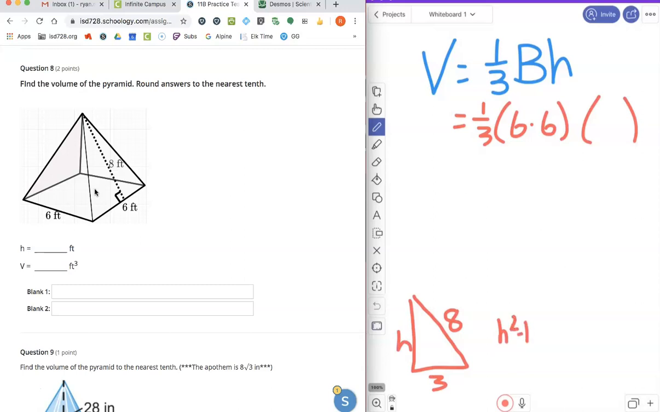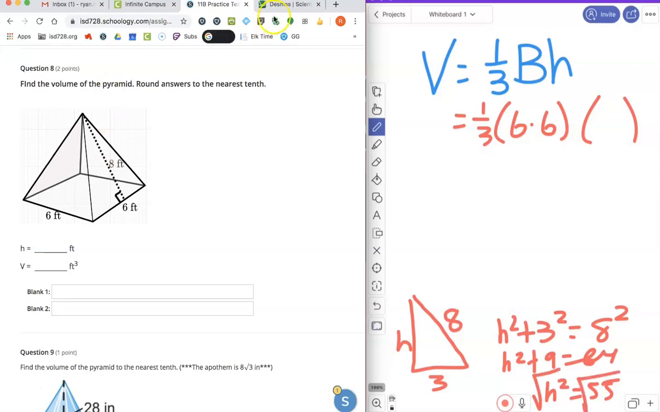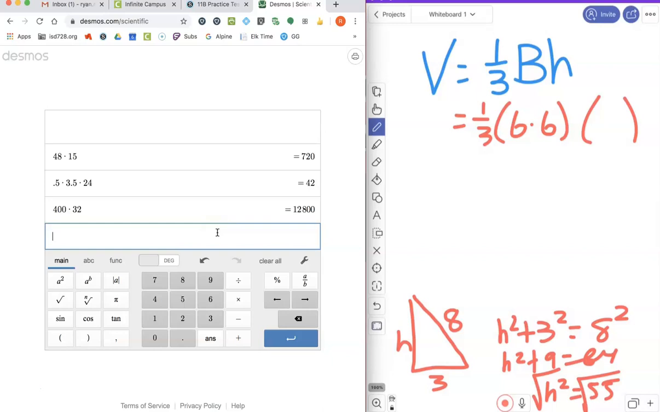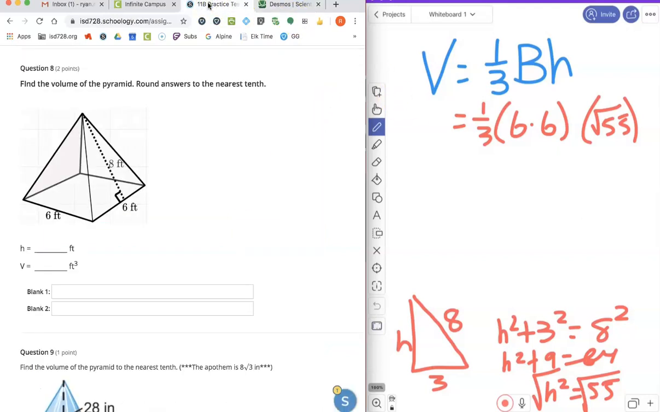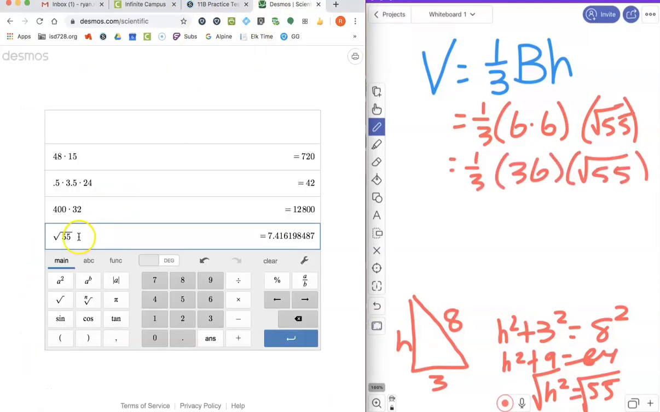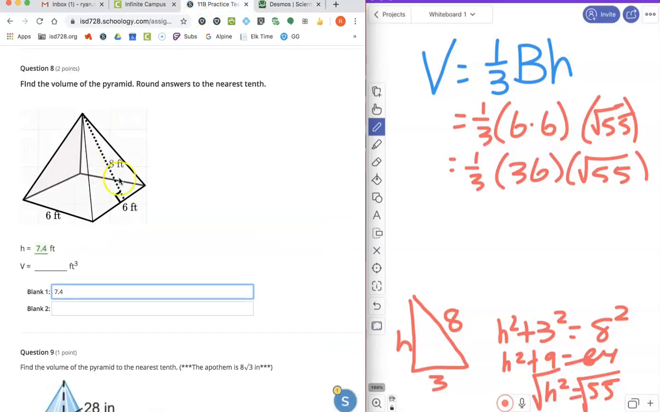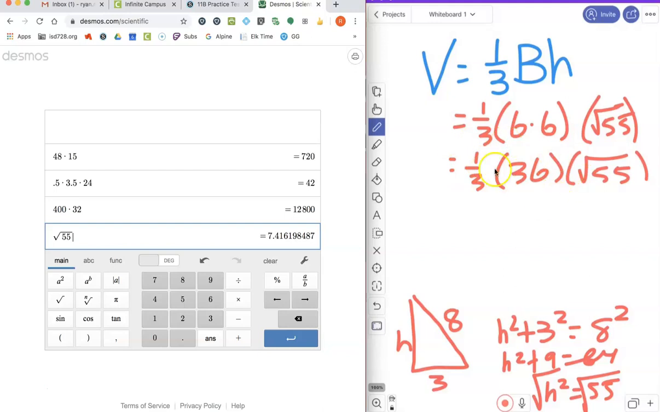So we know h squared plus 3 squared equals 8 squared, which is h squared plus 9 equals 64. So h squared equals 55. So we need to do the square root of 55. And we could leave that until the end. Maybe I will, so that we don't get too rounded here. Okay, so h is the square root of 55. So let's actually put that in as 7.4, which is the square root of 55, as you can see there. So we have 7.4. We just need to go and plug all this stuff in.